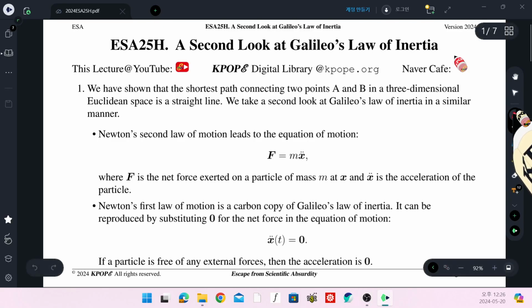Today we study ESA25H, a second look at Galileo's law of inertia.